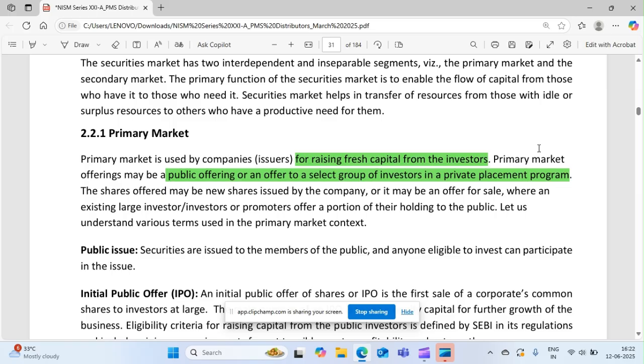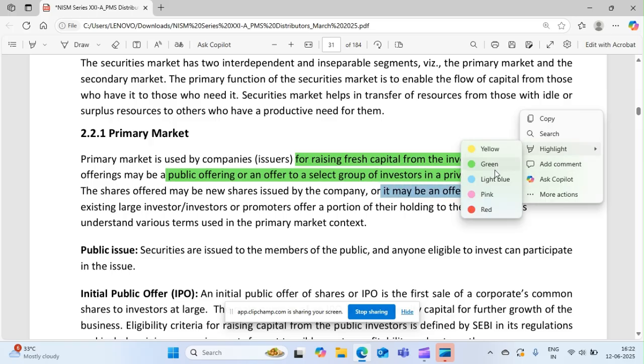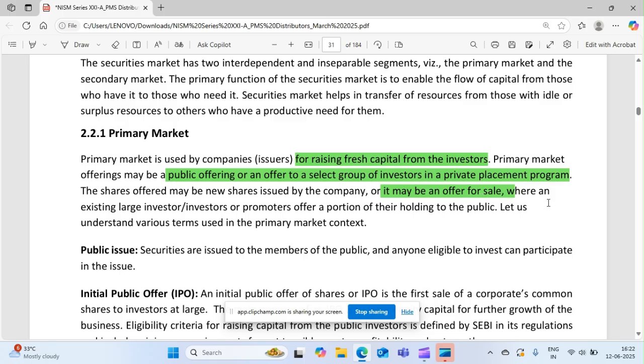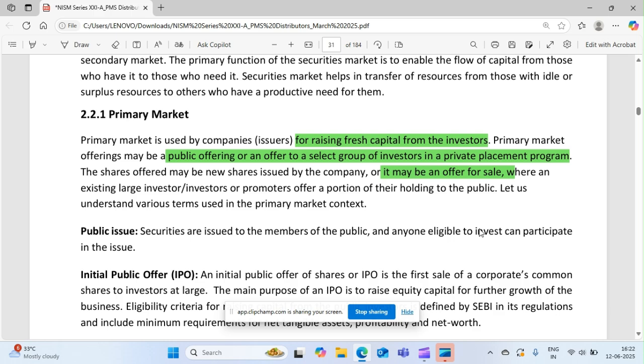Shares may be offered by new companies, or it can also be an offer for sale. Now what is offer for sale? These are the things that you need to note down for exam. Offer for sale means where an existing large investor or investors or promoter offer a portion of their holding to the public. Already issued securities are being offered to the investors. There's somebody who's owning them already, and then the offer is being made to the investors. That is the meaning of offer for sale.